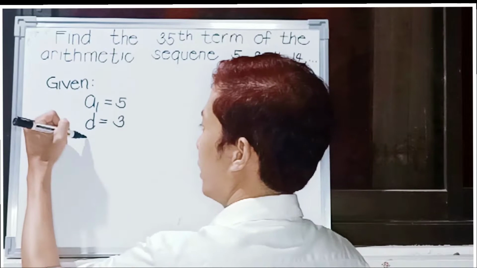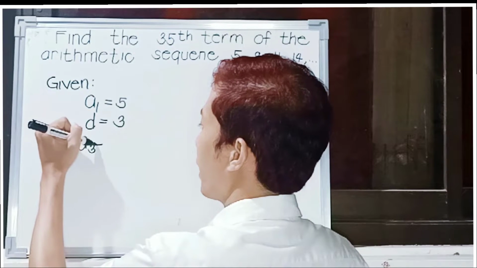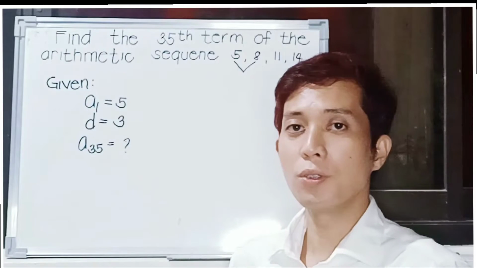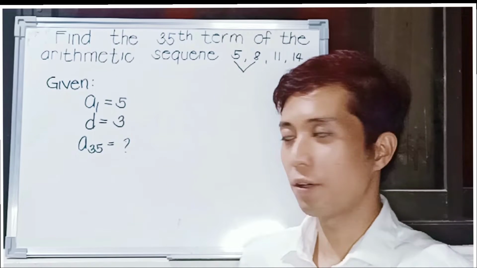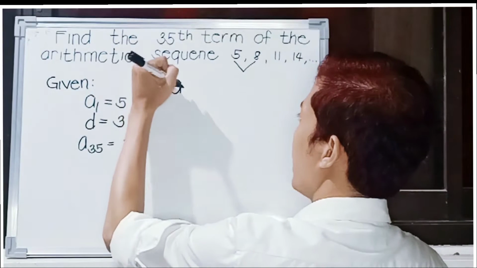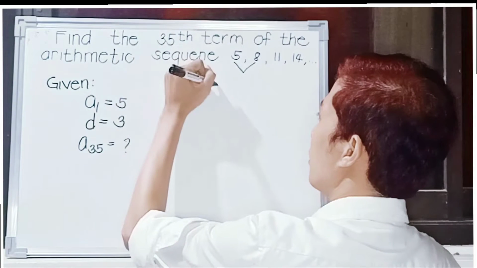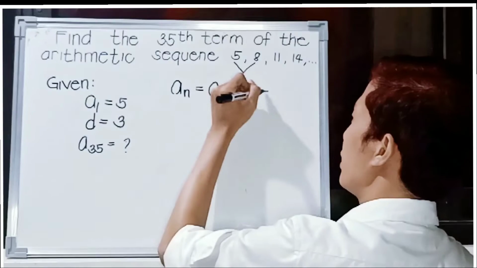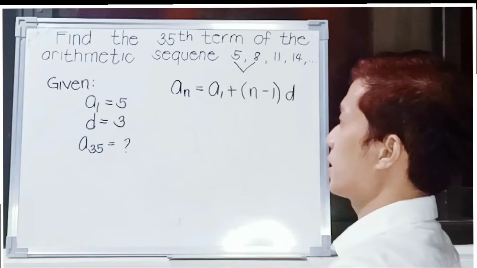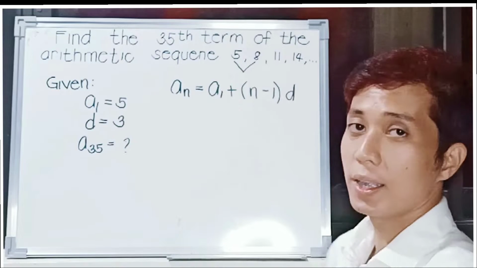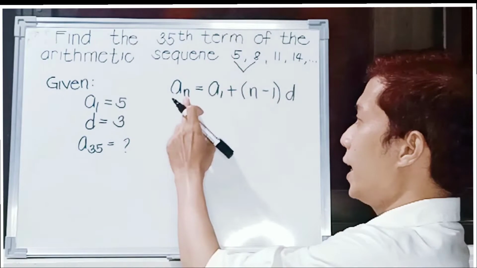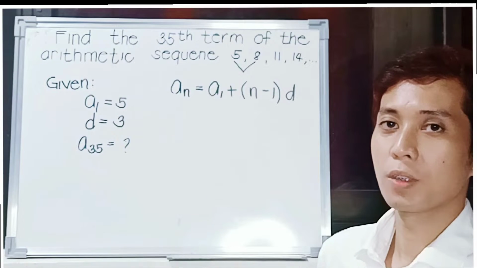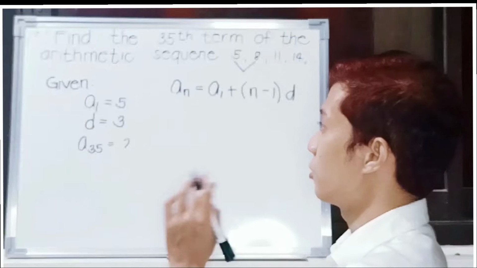Therefore, a sub 35 is missing. To find a sub 35, we're going to use the formula for arithmetic sequence. Our formula is a sub n is equal to a sub 1 plus quantity n minus 1 times d. All n's will be replaced by 35 since we are looking for the 35th term. So let's perform substitution of values.